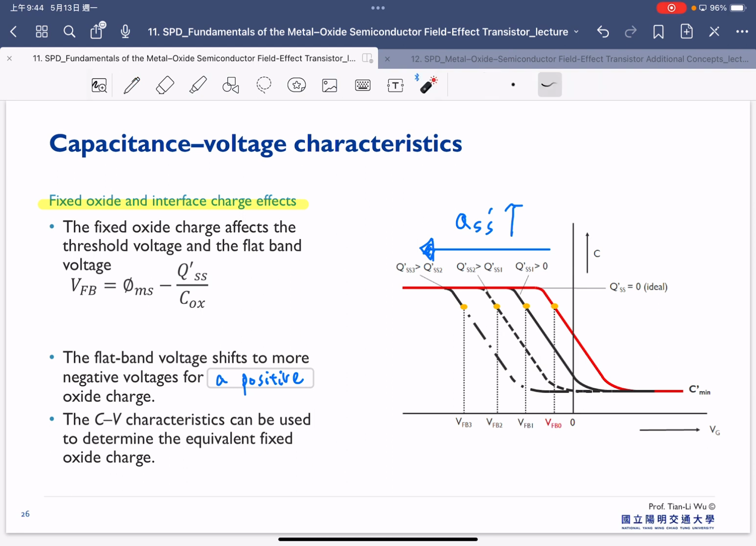So one of the reasons the CV is very powerful is that it allows us to determine the fixed oxide charge. The CV characteristic can be used to determine the equilibrium fixed oxide charge. So that's why we often use the CV to characterize many key phenomena in the semiconductor, because it is not only used to determine the oxide capacitance, it is also useful to determine the fixed oxide charge. And later on, probably not in this class but in another class on reliability, we will talk about how to use the CV to determine the interface charge. That's actually one of the main concerns for semiconductor device instability.